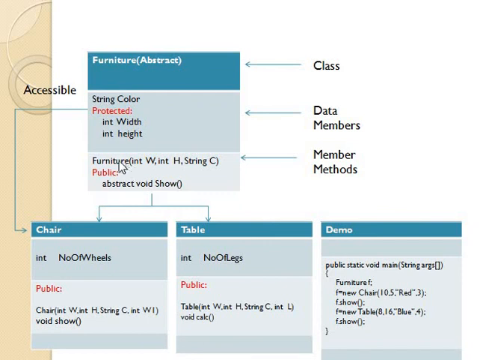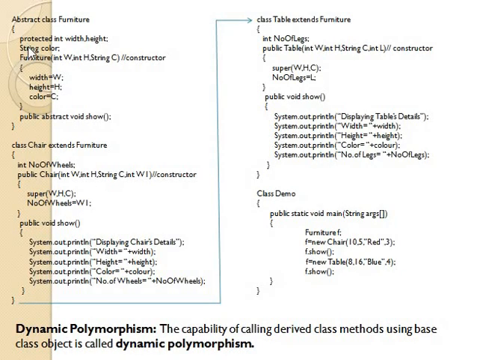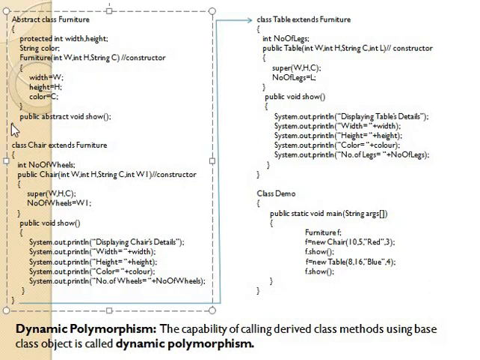Now the constructor having the arguments w, h and c was not set any access specifier, that's why by default the access specifier for this constructor will be friendly. You can see clearly here the constructor was not specified any access specifier. Now after declaring these data members, the constructor and the abstract method, the body of the class ends here with this closing brace.